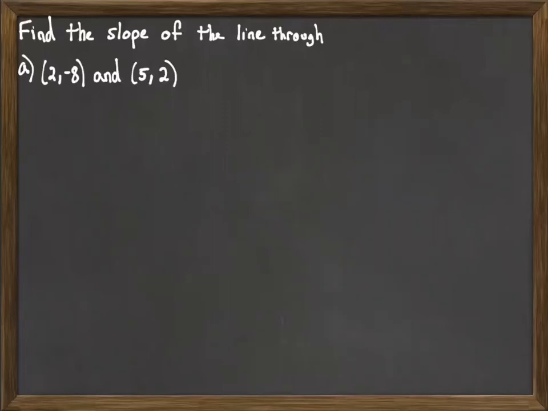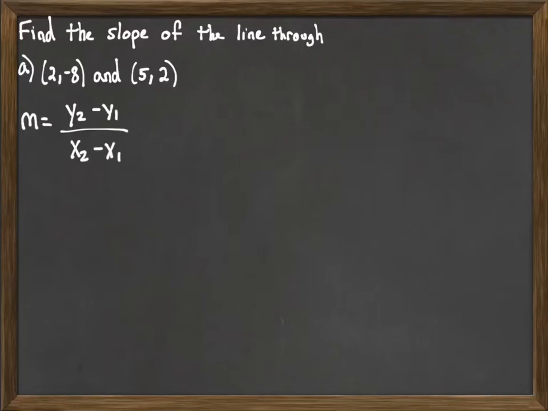Okay, so we want to look at some more examples of finding the slope using the slope formula that we talked about in the previous video. So here we're asked to find the slope of the line that passes through the points (2, -8) and (5, 2). So the first thing we do is we remember our slope formula.